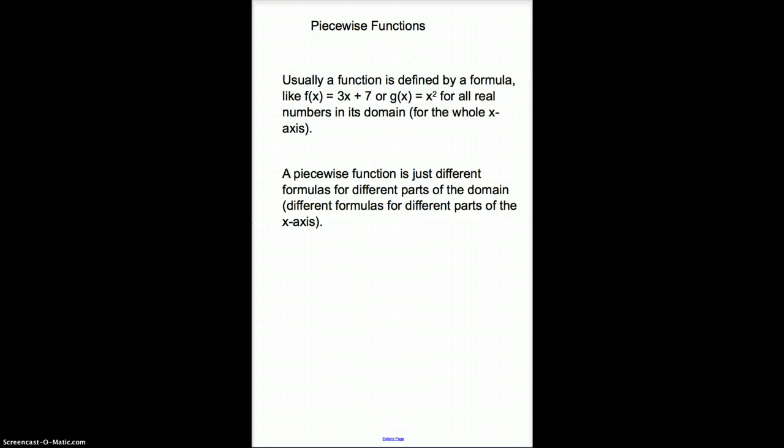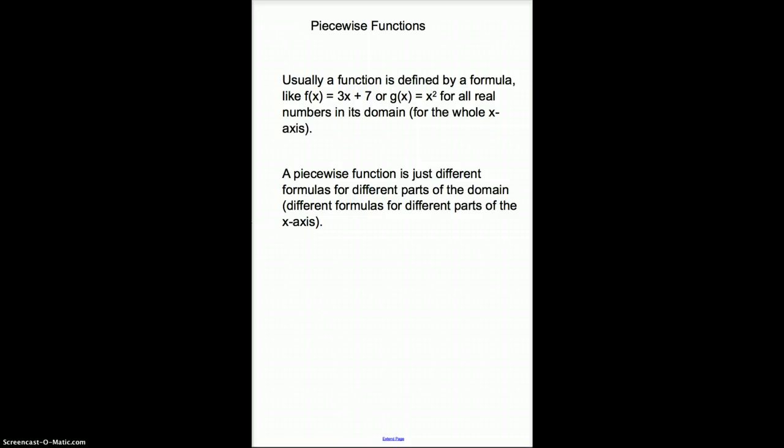Hi, today we'll be reviewing piecewise functions. Usually a function is defined by one formula, like f of x equals 3x plus 7, or g of x equals x squared, for every number. So take any x and square it, or take any x, multiply it by 3 and add 7, and that's for all of the x values.